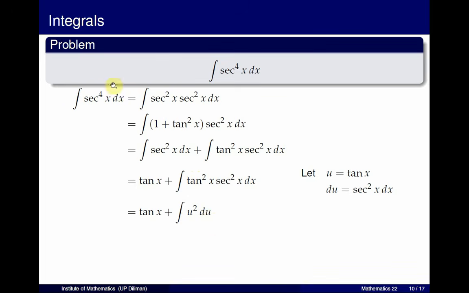So our original integral of secant to the fourth x dx is equal to tangent x plus 1/3 u cubed plus c. And what's the final step? Final step is to substitute back into x. So we will get tangent x plus 1/3 tangent cube of x plus c. And let's pause a bit before going to the next problem.